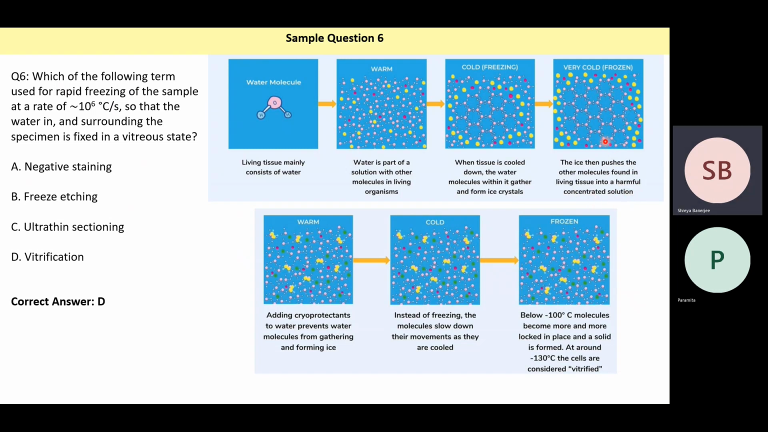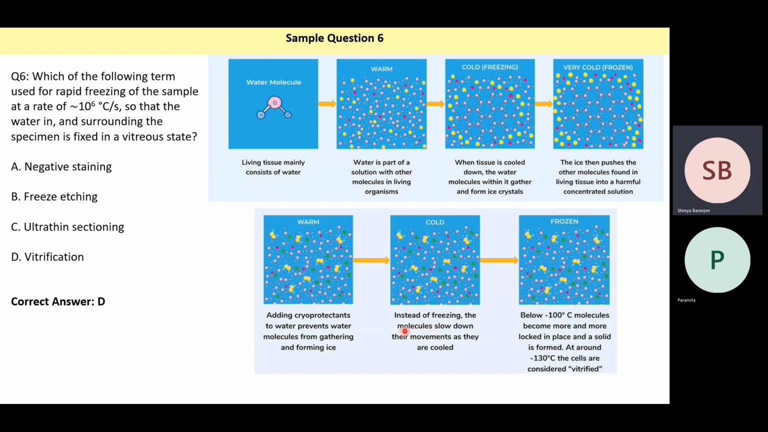So if all the water comes together to form ice, the remaining molecules become a very concentrated solution. Like if you have sodium, potassium ions in the cell, they become very concentrated, and that is very harmful for the cell. This is what happens in normal slow freezing. Now, if you do vitrification, which is rapid freezing, after adding cryoprotectants, what happens is that it prevents the water molecules from gathering like this.